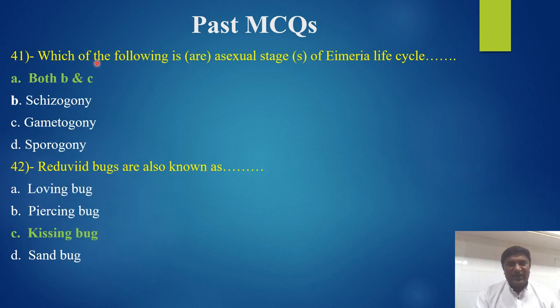Which of the following is an asexual stage of Eimeria life cycle dash? Both B and C, schizogony, gametogony, sporogony. So the both B and C. The reduviid bugs are also known as dash. The loving bugs, piercing bugs, kissing bugs, sand bugs. So the kissing bug is the best answer.